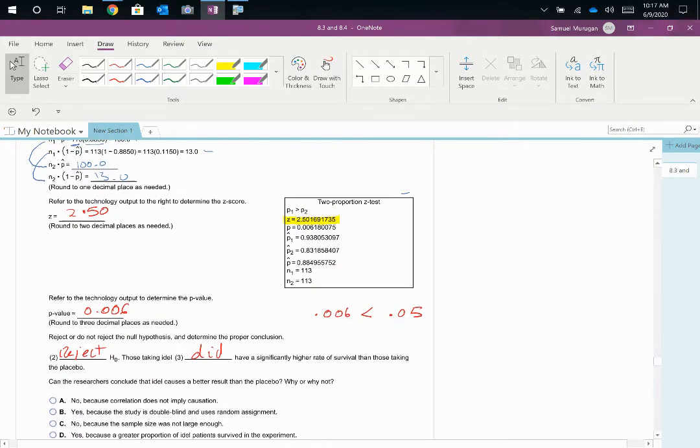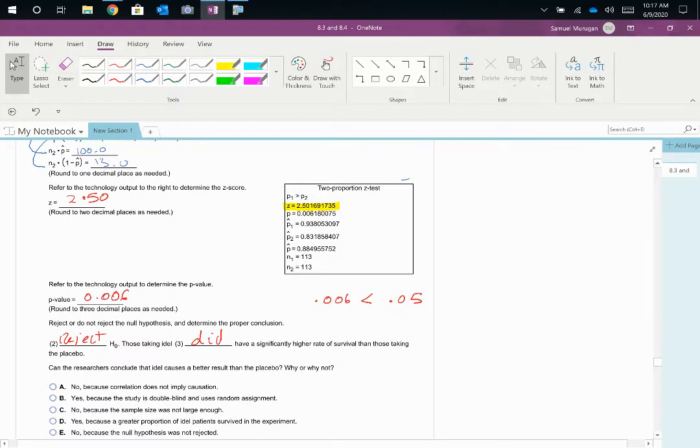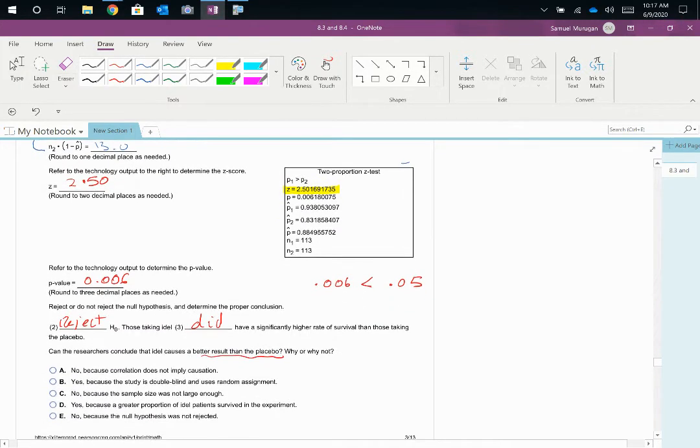Can the researchers conclude that IDEL causes a better result than the placebo? Definitely, yes. And the actual reason is that the study was double-blinded and uses random assignment. Okay, it met the conditions for the sample, so we don't have to worry too much about it.